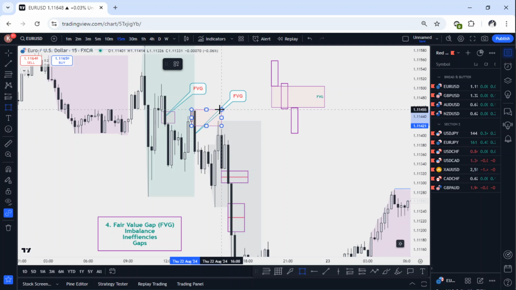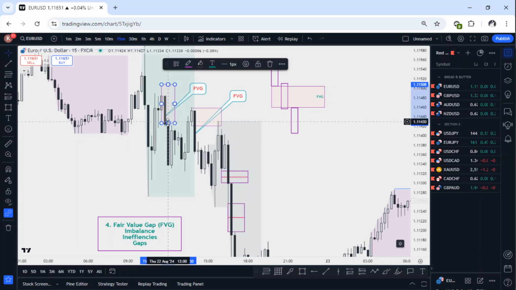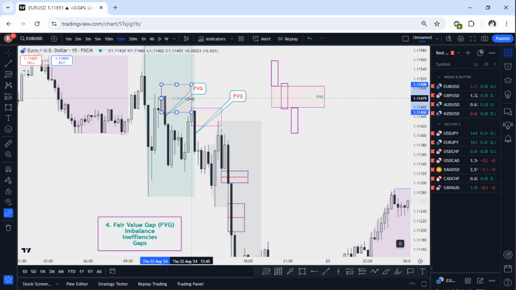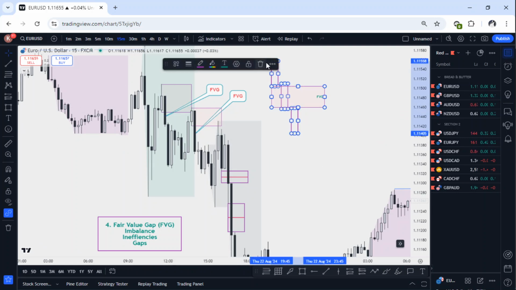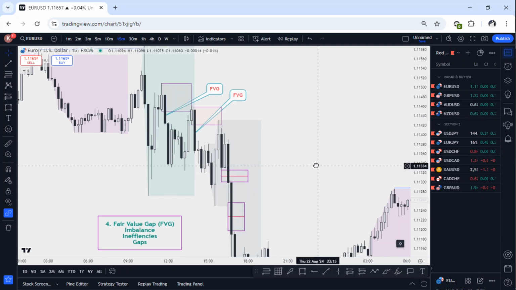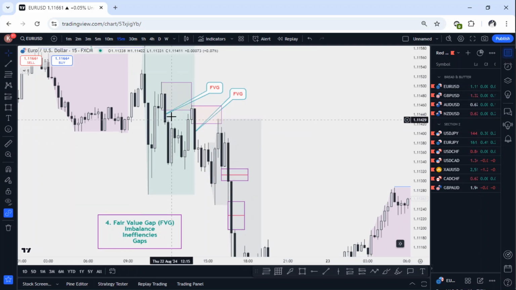So SMC traders combine both order block and fair value gap to identify possible entry points. You can see these two, there was imbalance there and there was an order block. An order block without an imbalance is called a mitigated order block, and therefore it should be avoided because it had already done its purpose, and for that reason we don't reuse order blocks in SMC. We don't reuse fair value gaps in SMC.